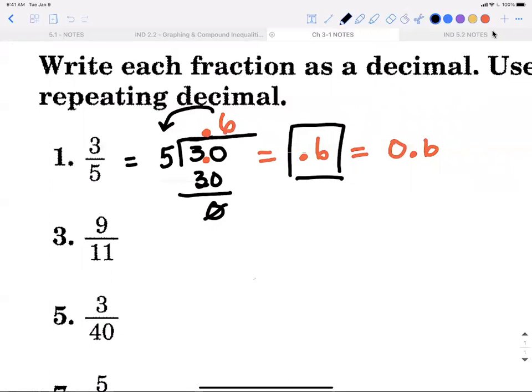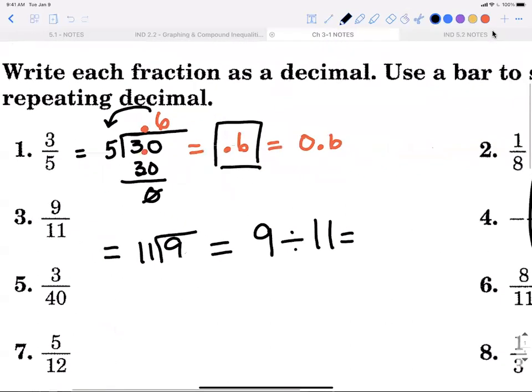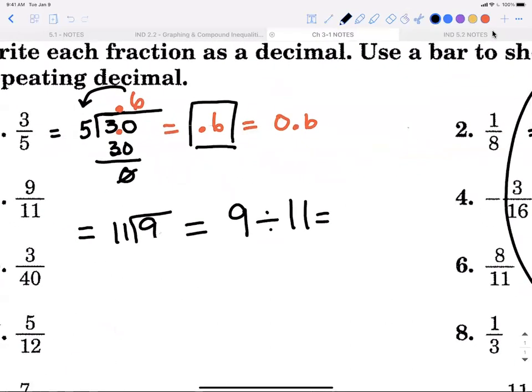All right, so we've got 9 over 11, and that can be written as 9 divided by 11. But in your calculator, you're going to actually put it in the order. You're going to punch in the 9, hit the division sign, and then 11. Okay? I want everybody to do that. 9 divided by 11. And Damien, what'd you get?